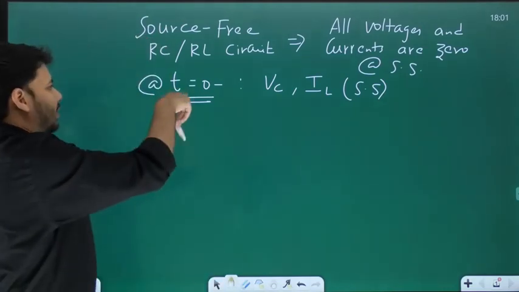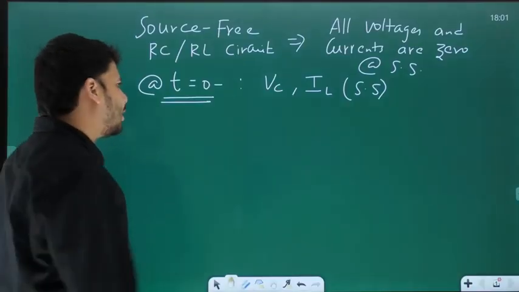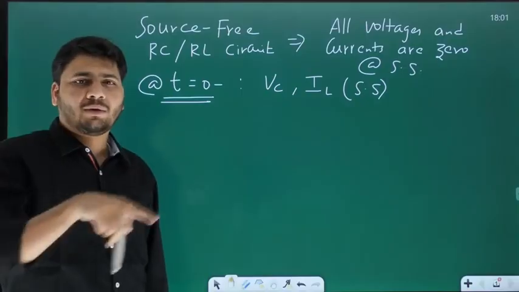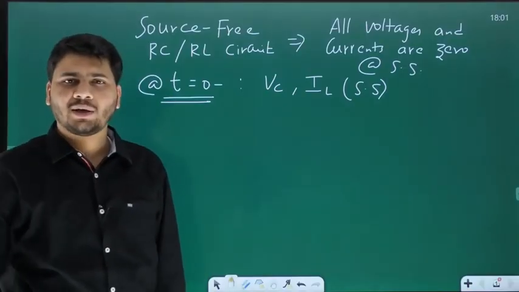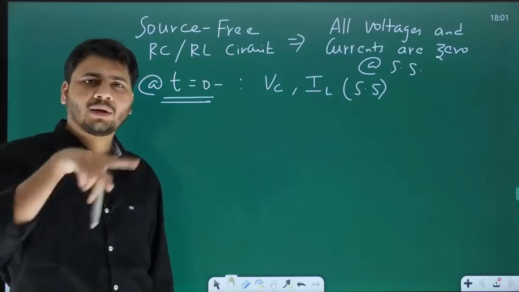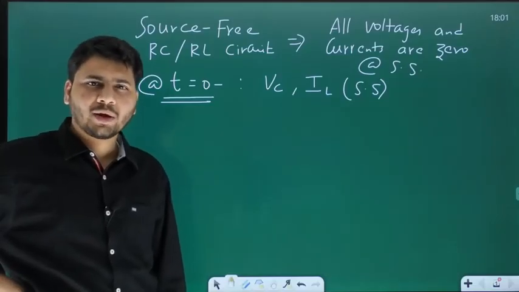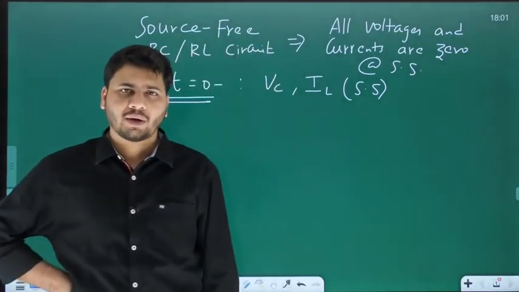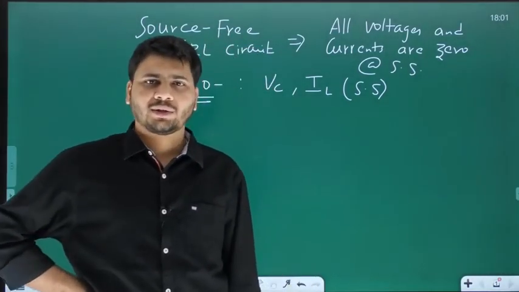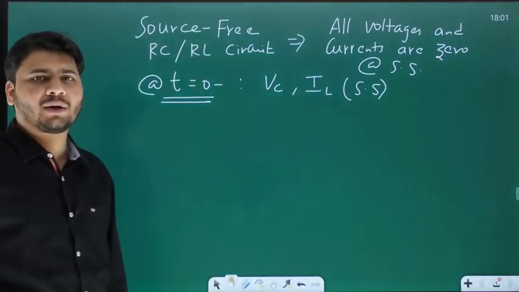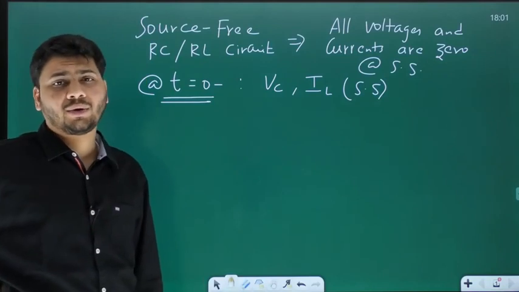Okay, once you draw the circuit at t equal to 0 minus and find Vc and IL, what next? Remember, the final expression is final plus initial minus final into e power minus t by tau. So for that, you need to find the initial value of the particular voltage or current for which you are trying to write down the expression as a function of time. And the initial value is the value of that particular current or voltage at 0 plus.